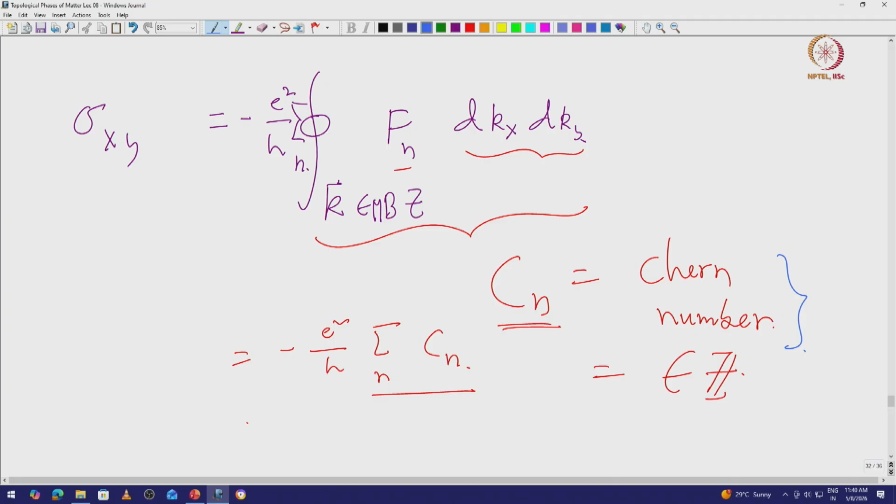So, this is the end of this chapter. In the next chapter, which will be from the next class, we will start introducing Berry phase, Chern number, winding number and so on without magnetic field.